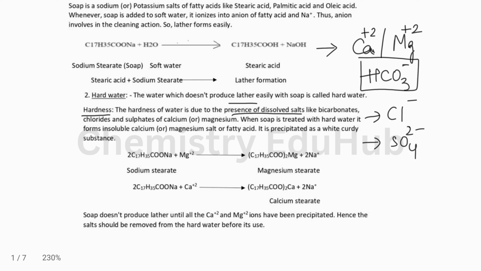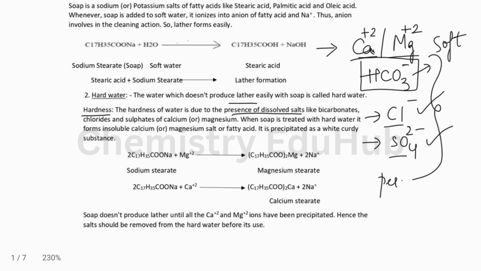So these three types of anions, whenever they combine with calcium or magnesium, result in the formation of calcium or magnesium bicarbonates, calcium or magnesium chlorides, and calcium or magnesium sulfates. Now this results in the formation of hardness of water. Bicarbonates cause the soft hardness. In the hardness also there can be two types, soft hardness or you can say temporary hardness, but chlorides and sulfates cause permanent hardness of water.